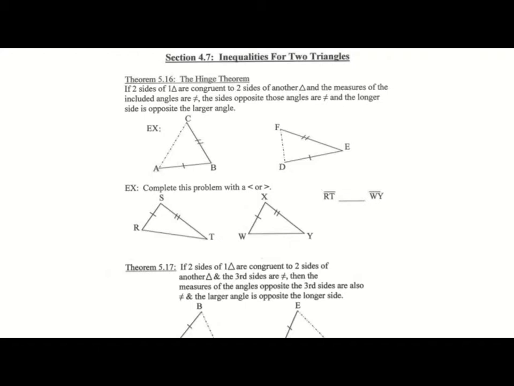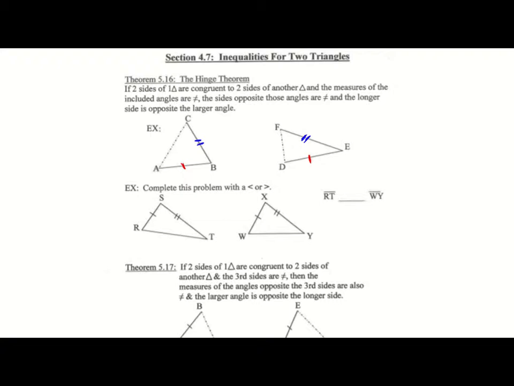The section for today, 4.7, is talking about inequalities for two triangles. The first theorem is theorem 5.16, the hinge theorem. This says that if two sides of one triangle are congruent to two sides of another triangle, so if you look at our picture down here, we have AB is congruent to DE, and CB is congruent to FE.